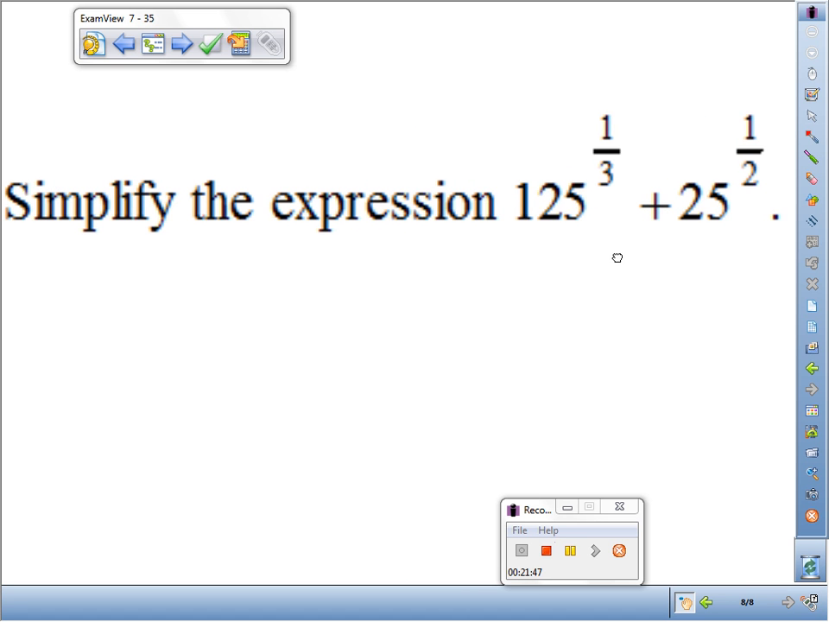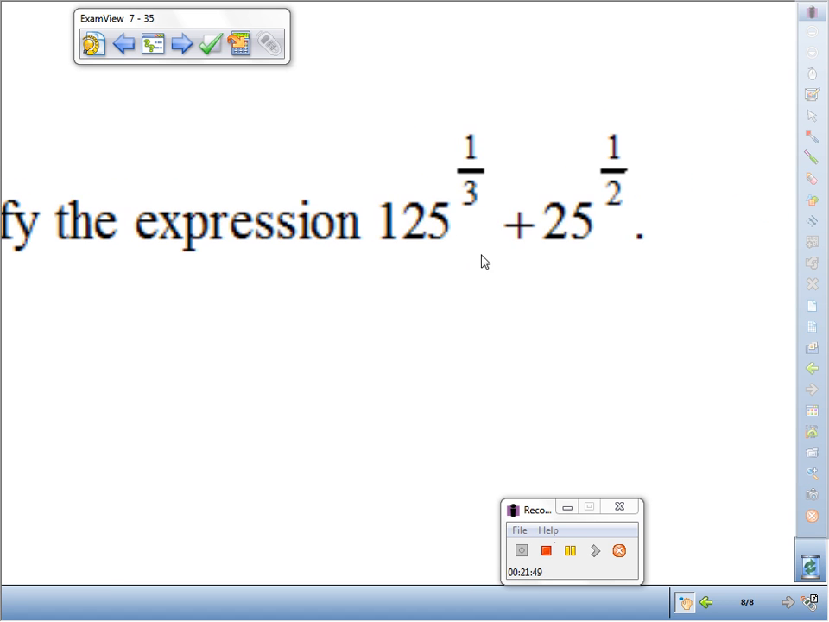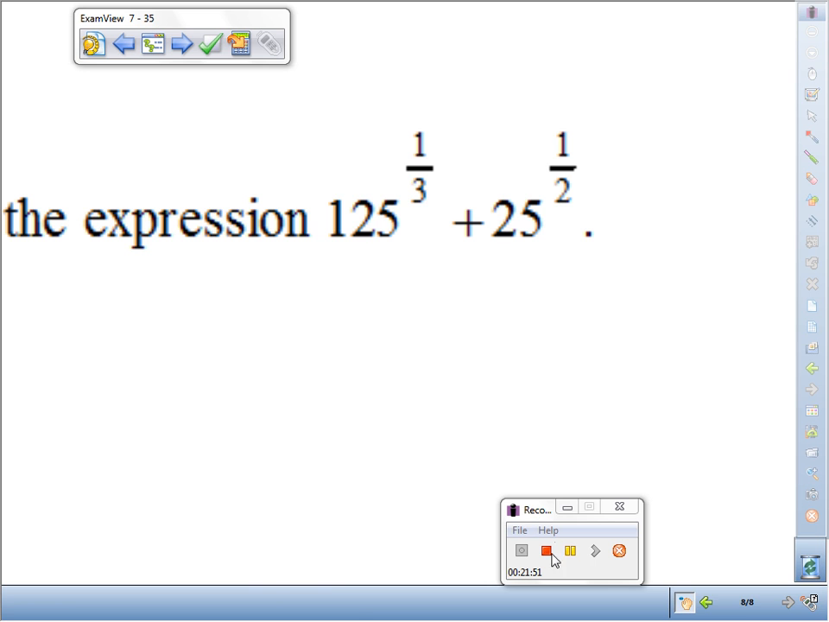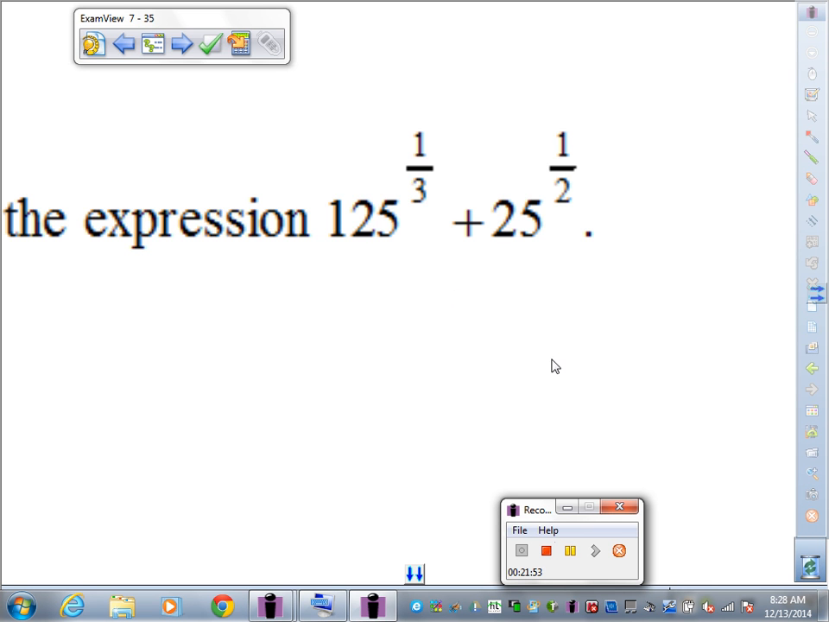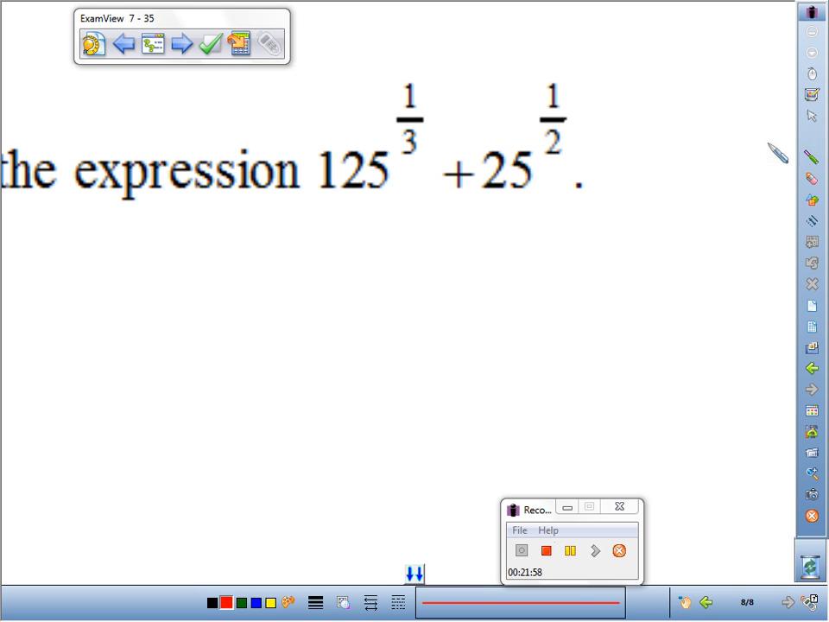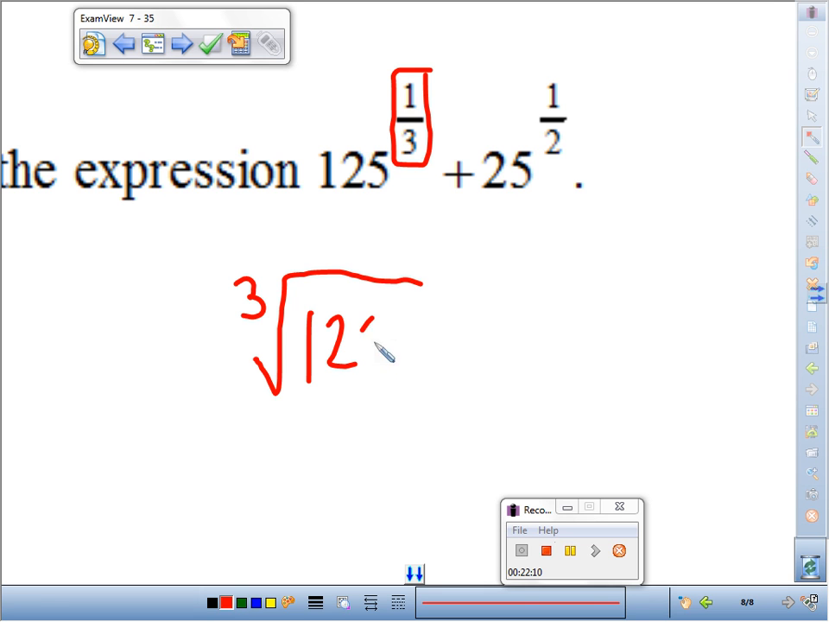This one. Simplify the expression. So for this one, the first thing we do, we need to rewrite this. So I want you to box 1/3, and then you're going to write cube root, so that you remember that that is that. And what goes inside? 125. So my radicand is 125.